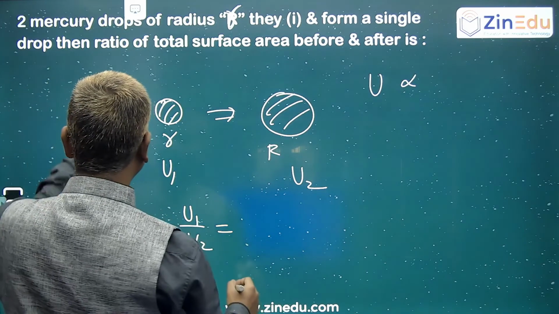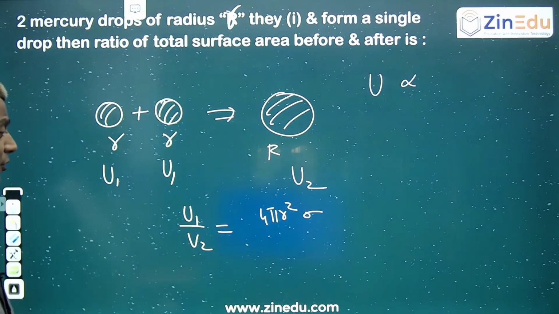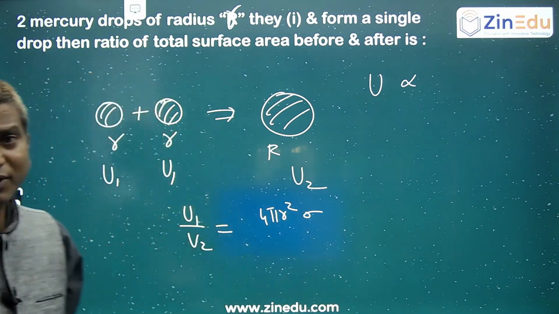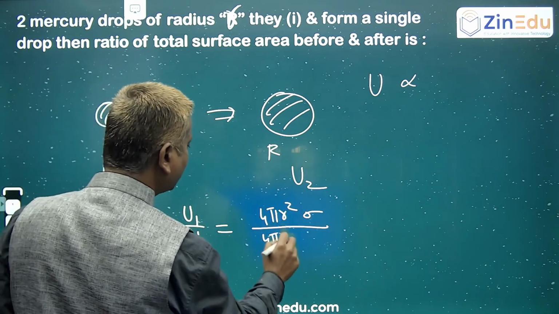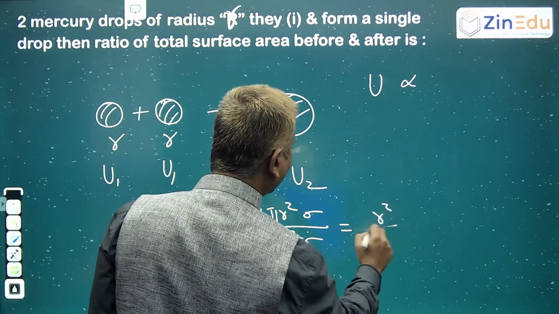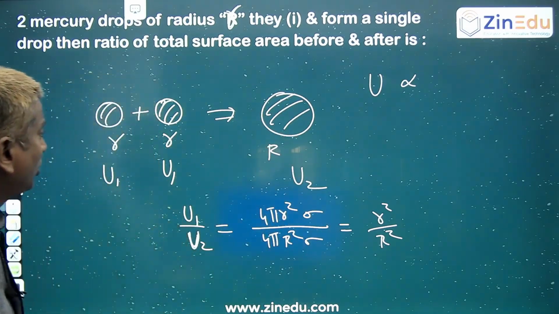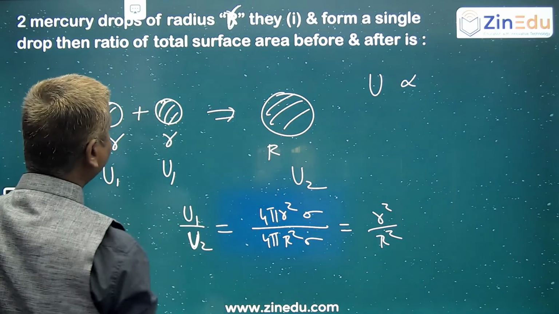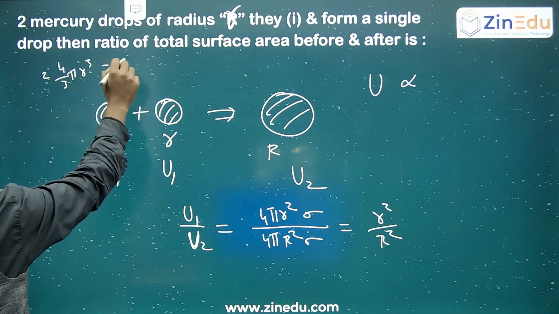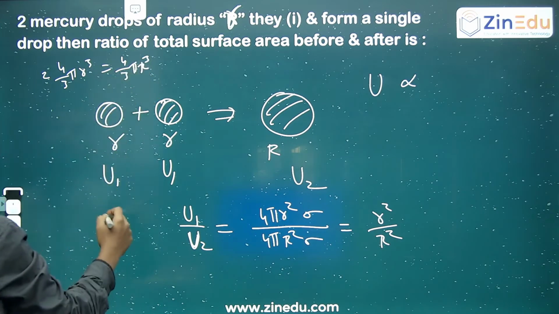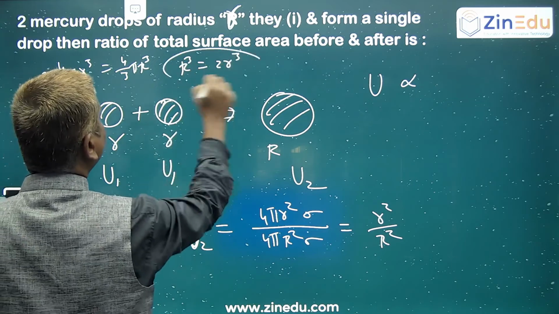What is U1? This is area 4 pi r square into surface tension, which is called C. Surface energy is equal to surface area into surface tension. Final, you can write 4 pi capital R square into C. So that is nothing but small r square by capital R square. And how to get the relation between small r and capital R? You know, two drops, so by equating the volumes, 2 times 4 by 3 pi small r cube is equal to 4 by 3 pi capital R cube. You are getting a relation like capital R cube is equal to 2 small r cube. Use this relation here.